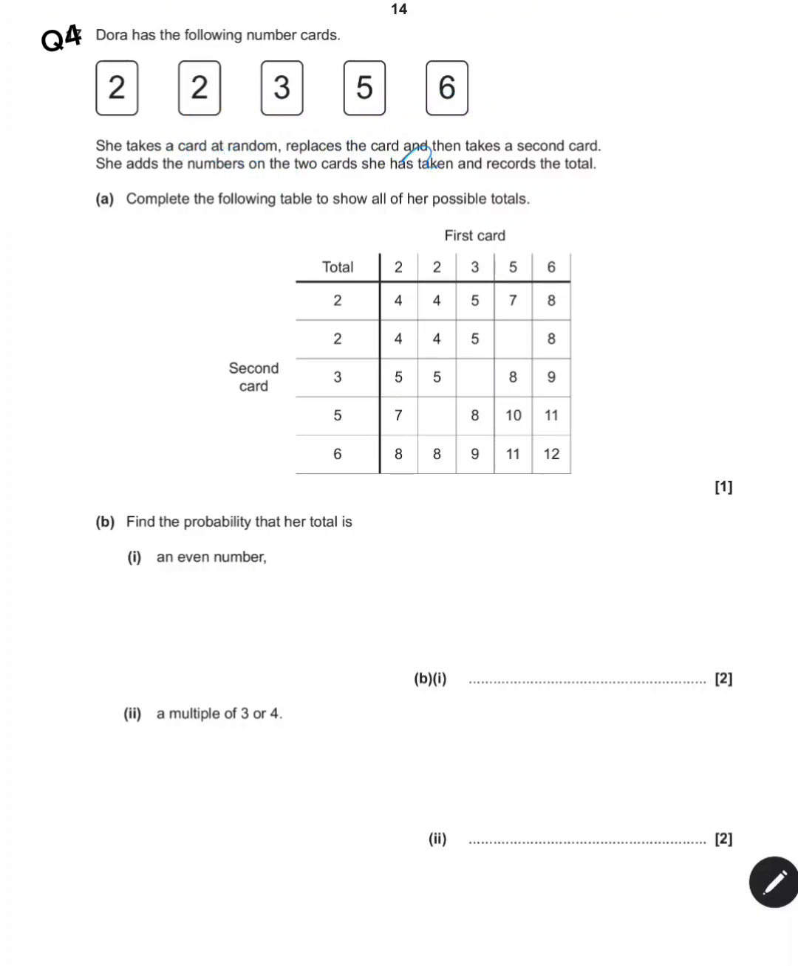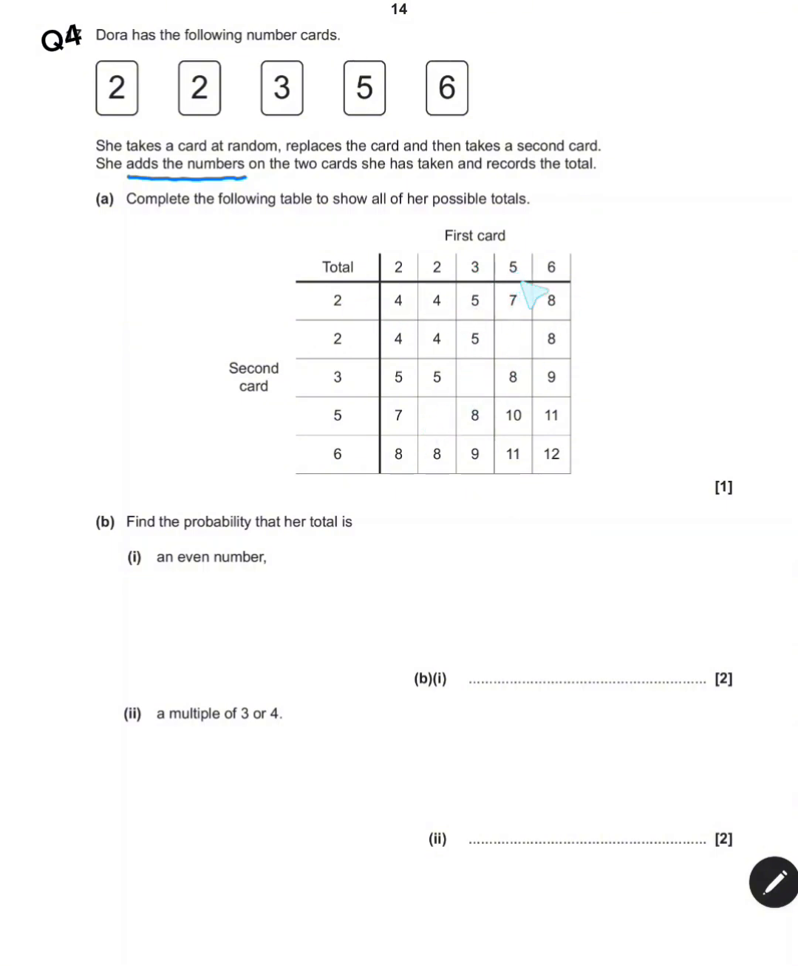Some cards with numbers on them. Someone's taking a card, replacing it, taking a second card and adding the numbers and then keeping a record. And this is the table that she can create to show the results. And we can see that 2 add 2 is 4, 3 add 2 is 5. We just need to complete this table.